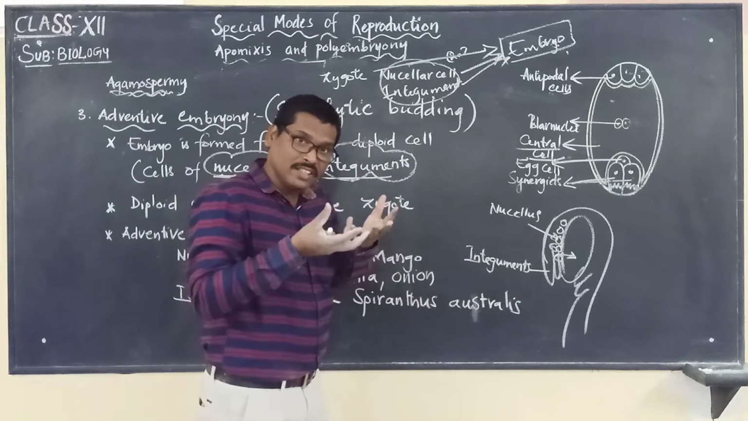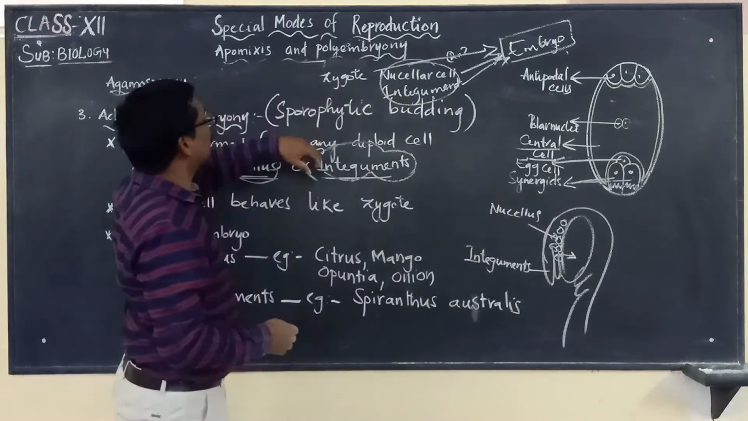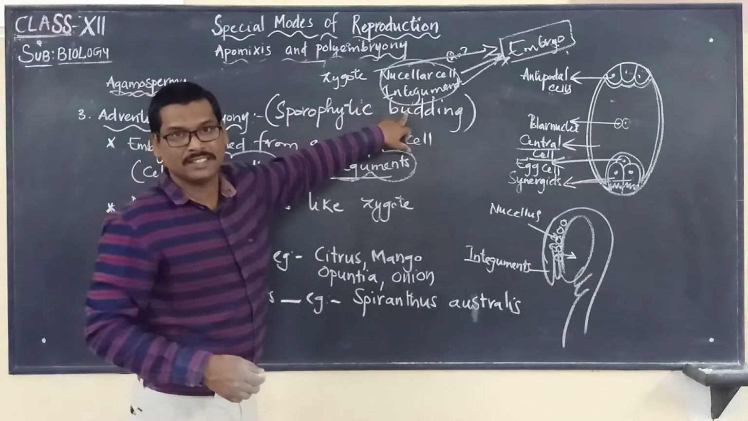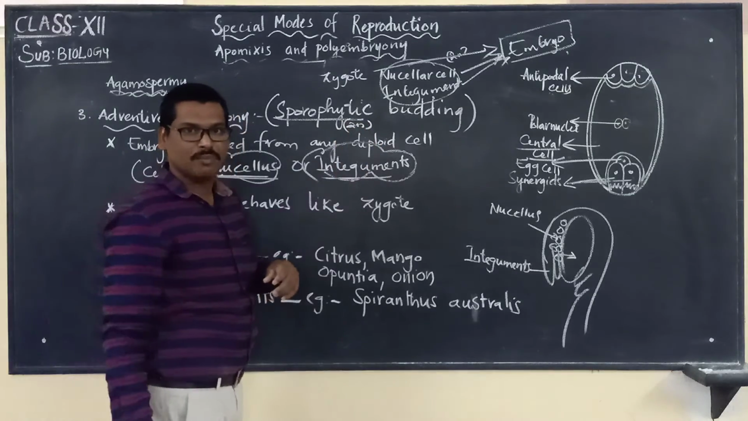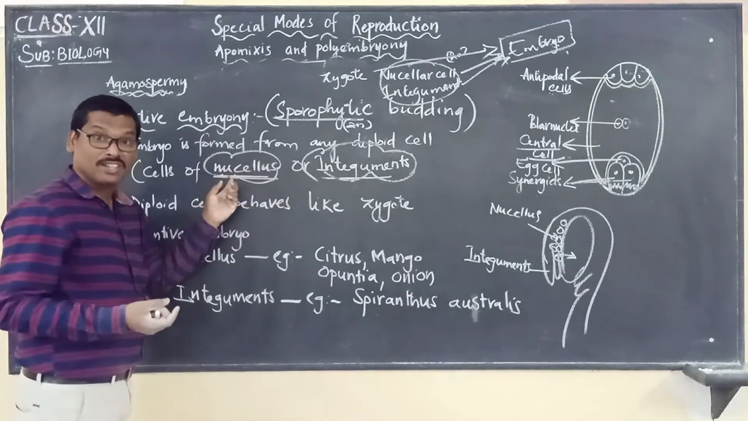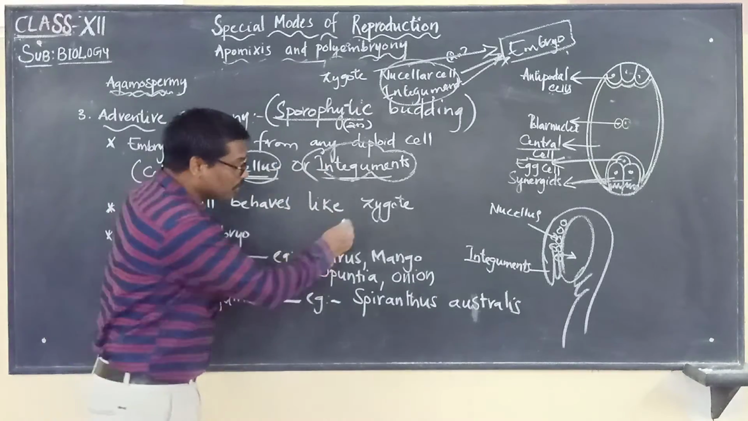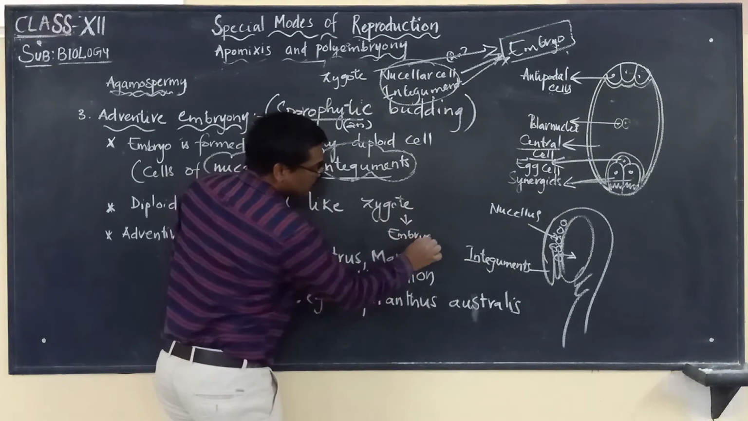Because the zygote or the embryo is pushed into the embryo sac, that's why we are calling it what? Sporophytic budding. Sporophytic means what? It is a diploid cell. What is that diploid cell? Nucellus or integument. These are behaving as the zygote. Then the zygote will grow into what? Embryo.